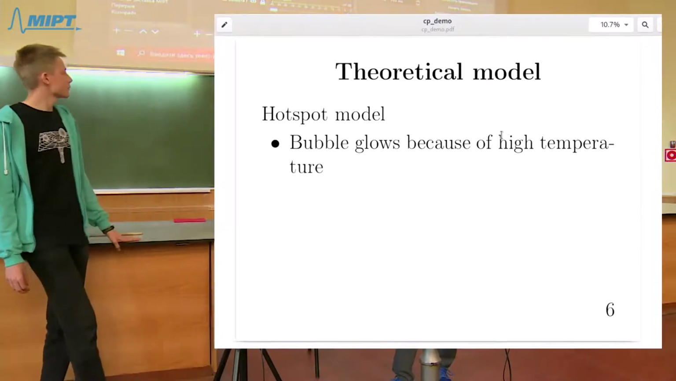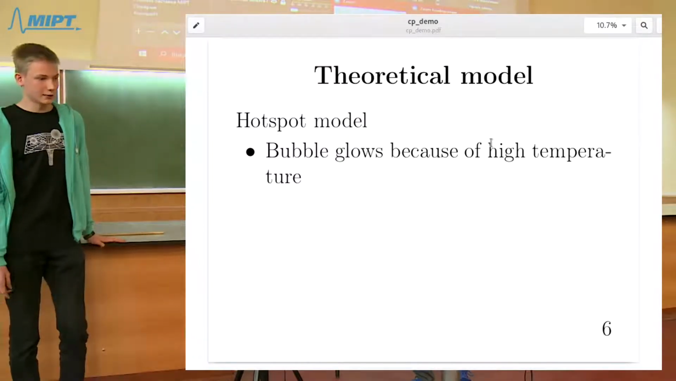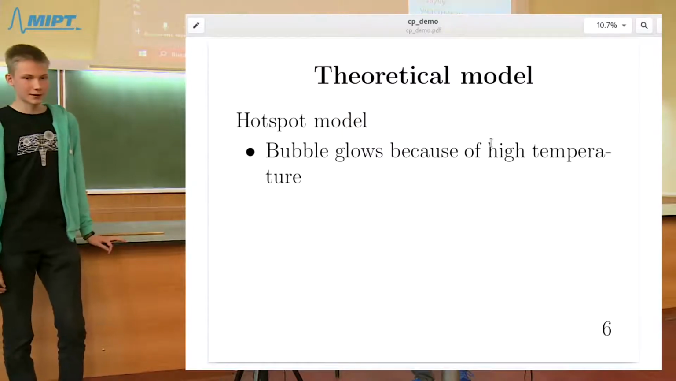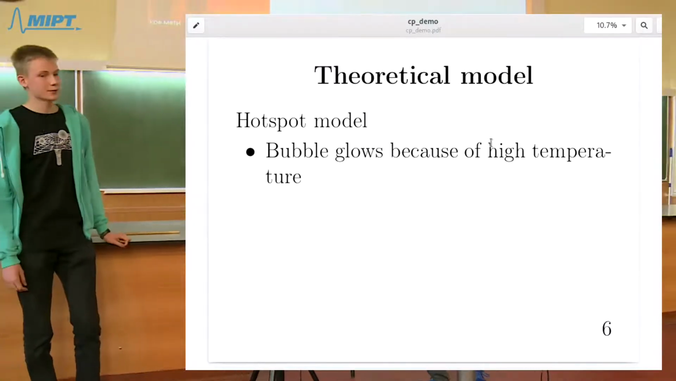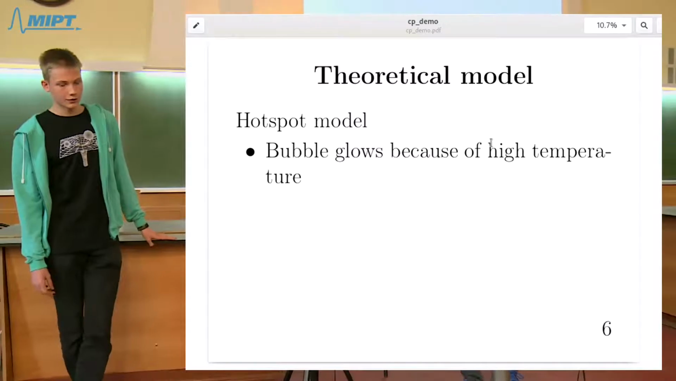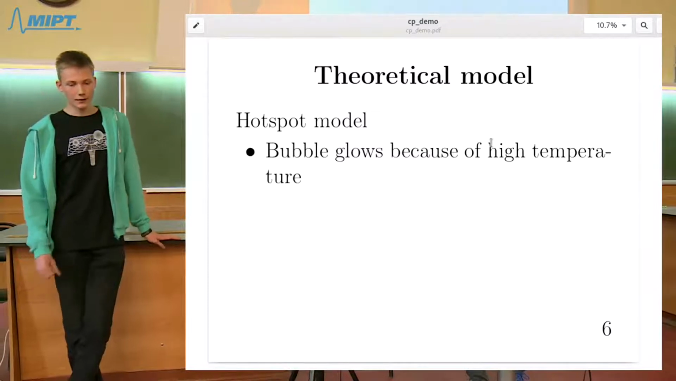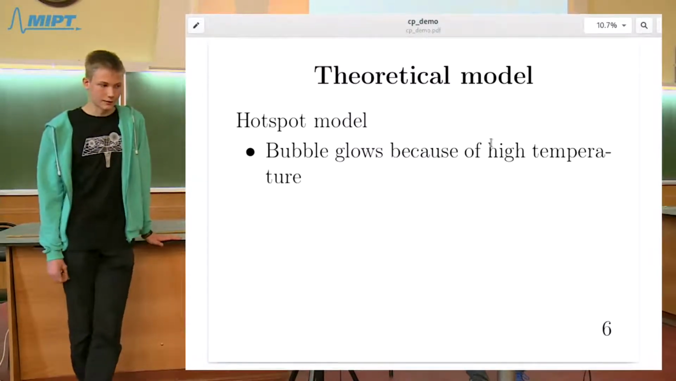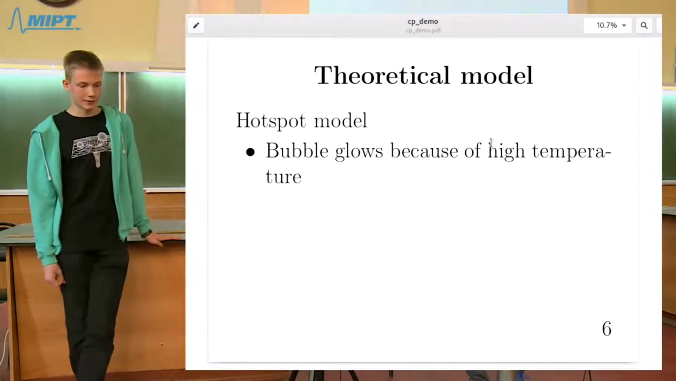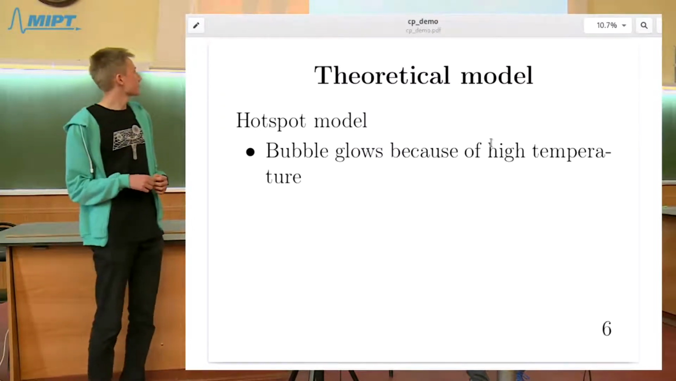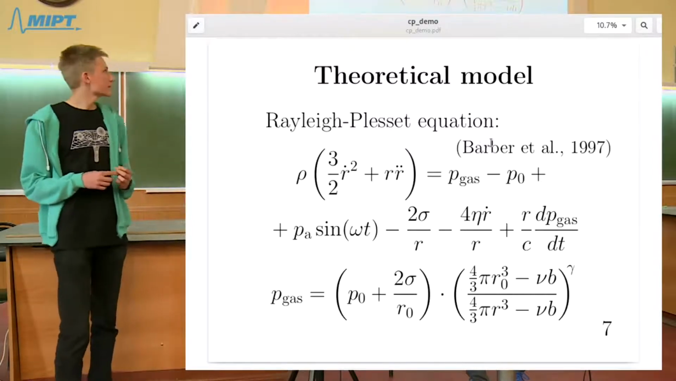So our theoretical model. There are several theoretical models that pretend to explain this phenomenon, but we stopped on the hotspot model, which explains the bubble's glow by a high temperature of this bubble, because it has very rapid compression. This theory is based on the Rayleigh-Plesset equation that you can see on the slide.